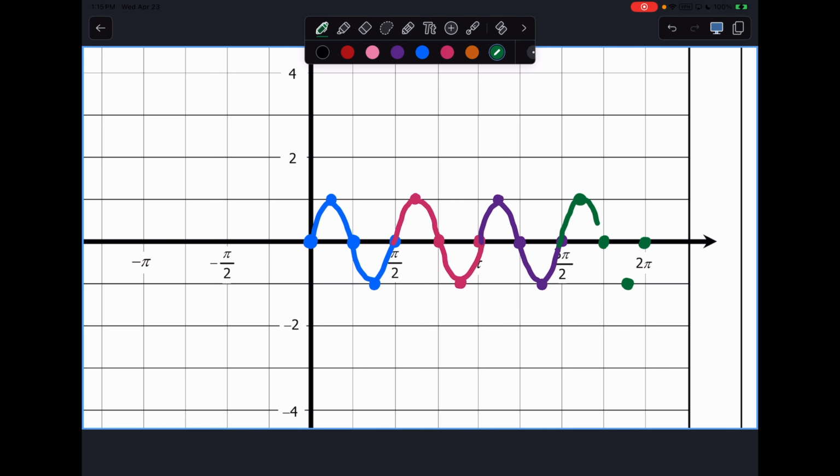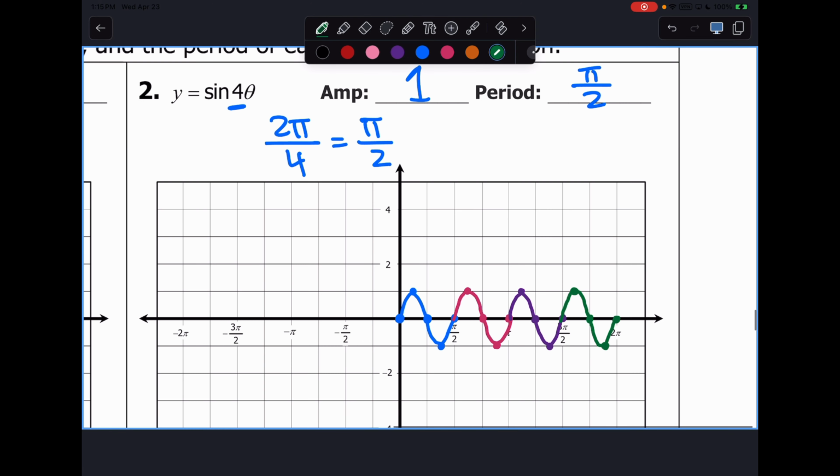The cycle is up, down in an S shape, yeah? The period for sine is 2 pi divided by b, absolute value of b. Okay? Are you good? Okay, next one.